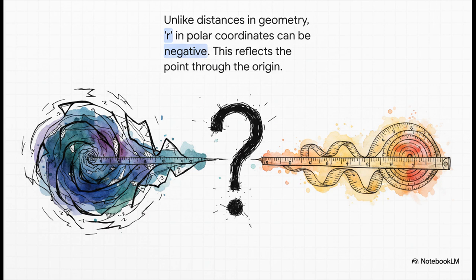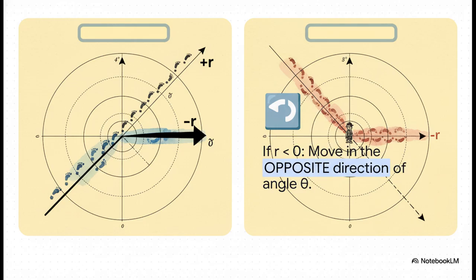All right, now here's where things get a little weird, but really interesting. In pretty much all the geometry you've done so far, distance is always a positive thing. But in polar coordinates, r can actually be negative. So what on earth does a negative distance even mean? It's actually a lot simpler than it sounds.